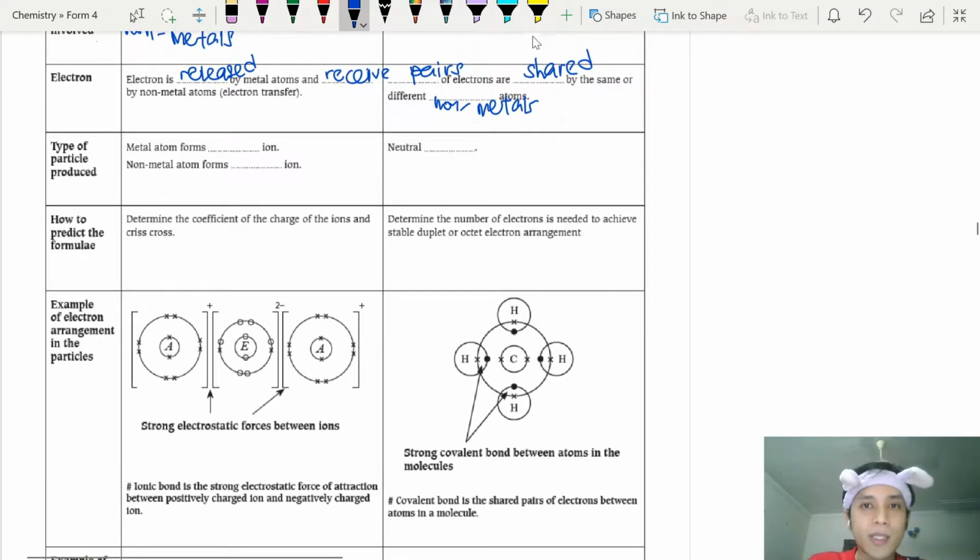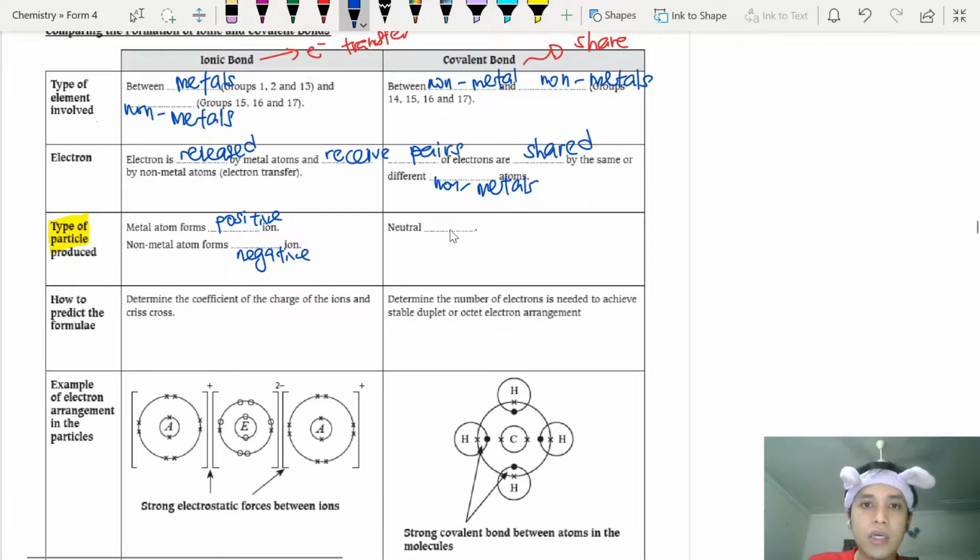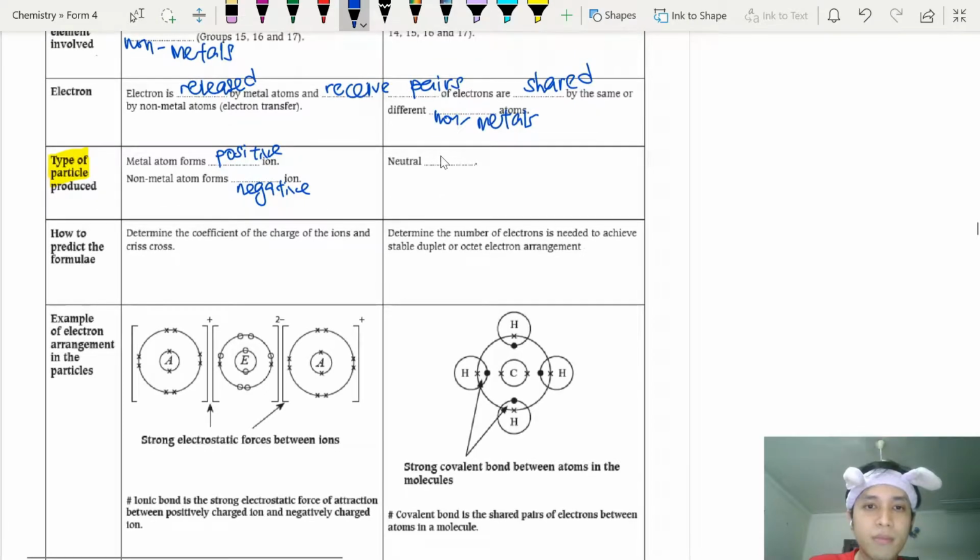And then type of particle produced. This is important. Sometimes students will always forget about this one. Remember, particles we learn: atom, molecules, and ion. Three types. So metal atom forms positive ion, non-metal forms negative ions. And remember, I've been mentioning this a lot: covalent bond will always form molecules. So we need to remember, covalent bond is molecules.